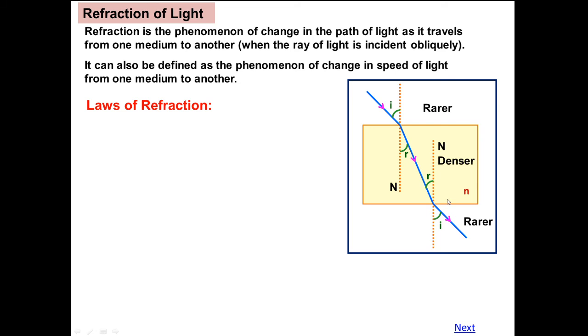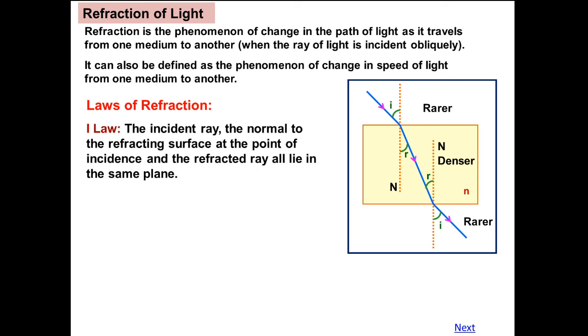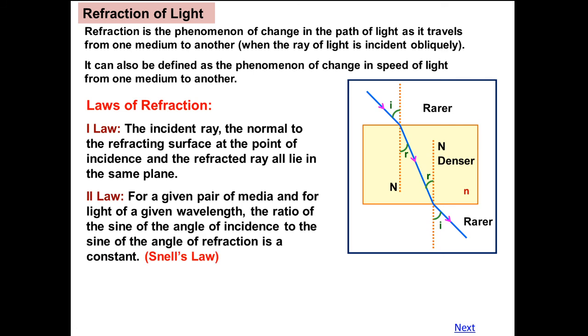And the laws of refraction, there are two laws. First law: the incident ray, the normal and the refracted ray all lie in the same plane at the point of incidence or point of refraction, means at this point. Second law: the ratio of sine of angle of incidence to the sine of angle of refraction is constant.